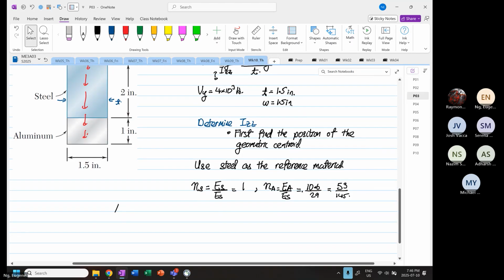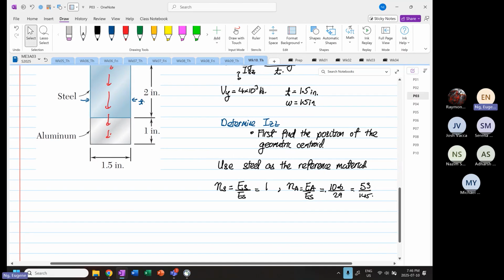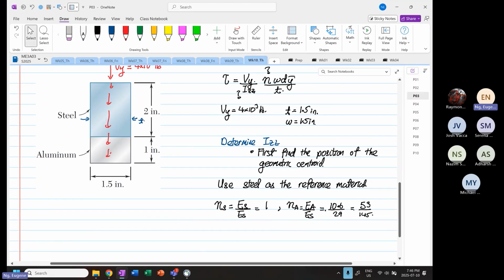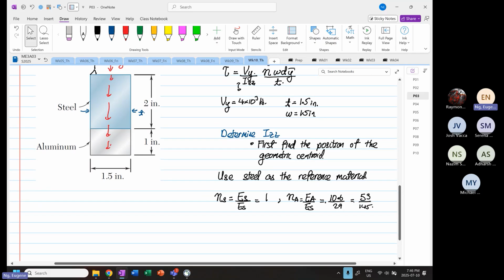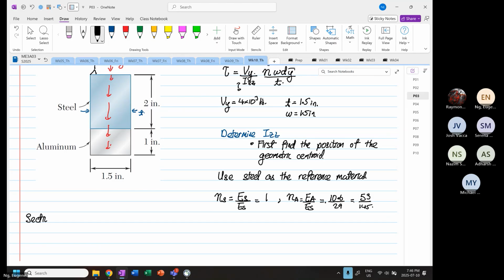Next, after specifying this, we are going to take the top as the datum. So the top is the datum. So we are going to have our section. Okay, so we have the section.